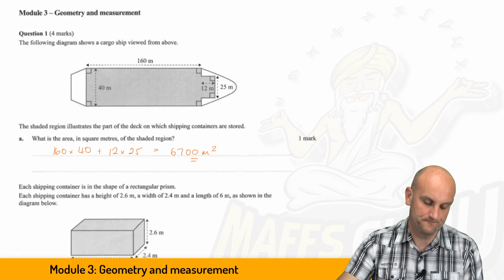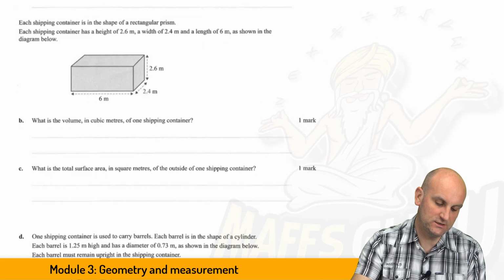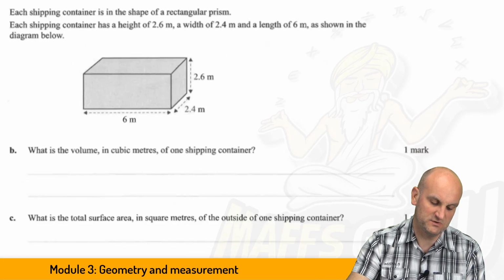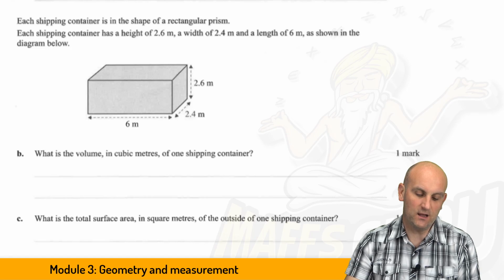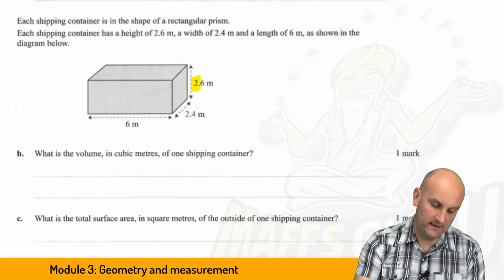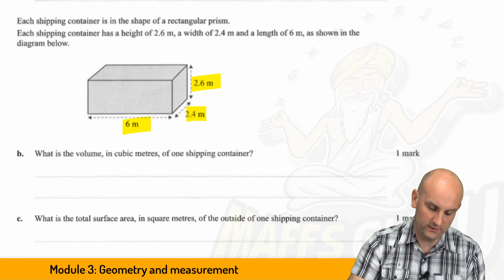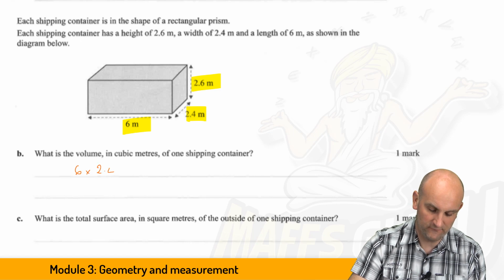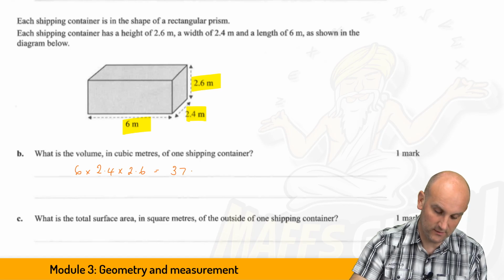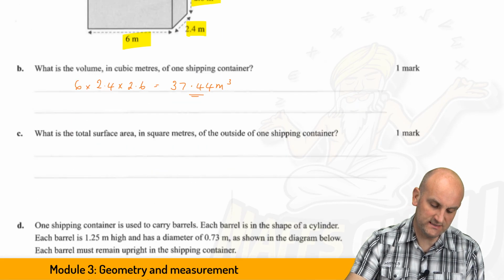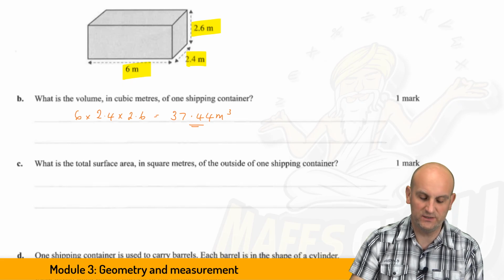Each shipping container is in the shape of a rectangular prism. Let's zoom in a little. Each shipping container has a height of 2.6, a width of 2.4, and a length of 6 meters, as shown in the diagram below. What is the volume in cubic meters of one shipping container? 6 times 2.4 times 2.6 gave me the stunning value of 37.44 meters cubed.